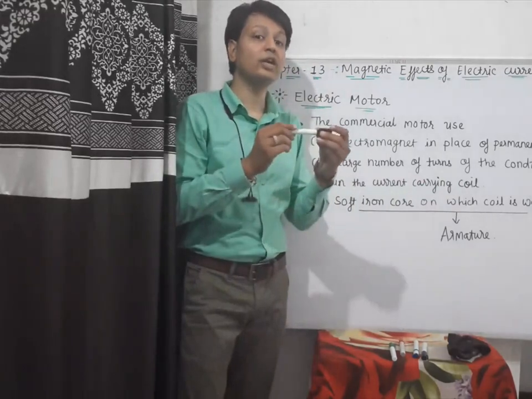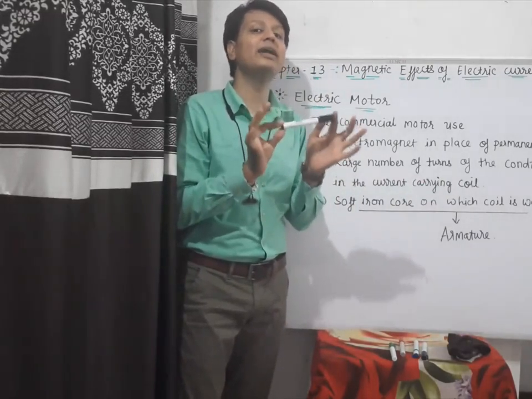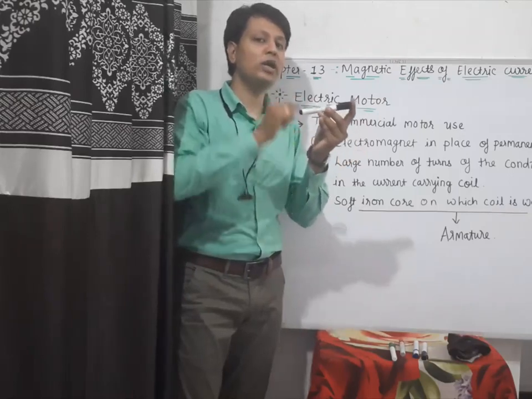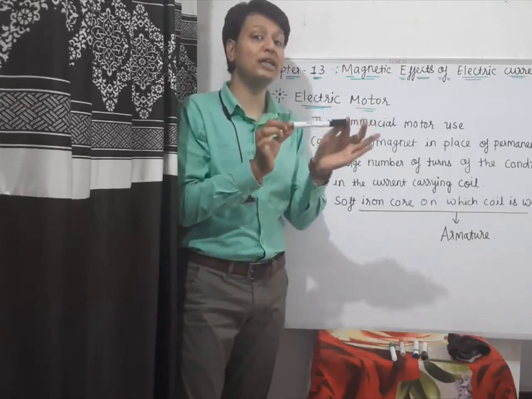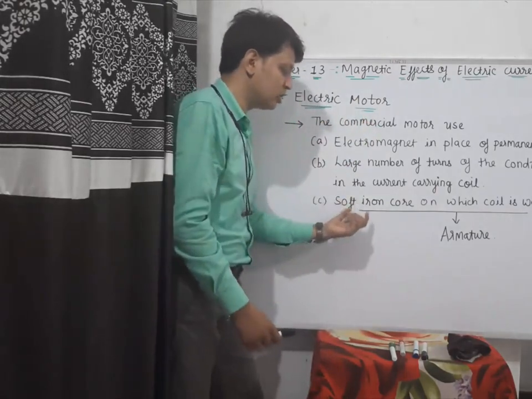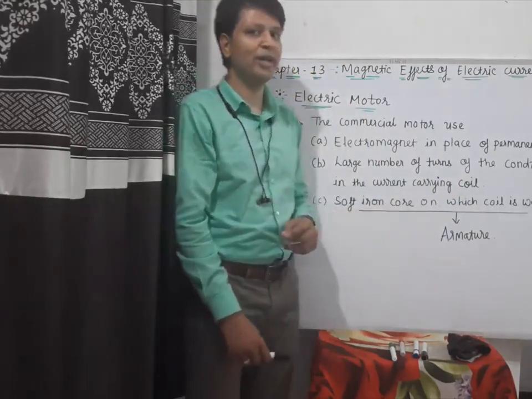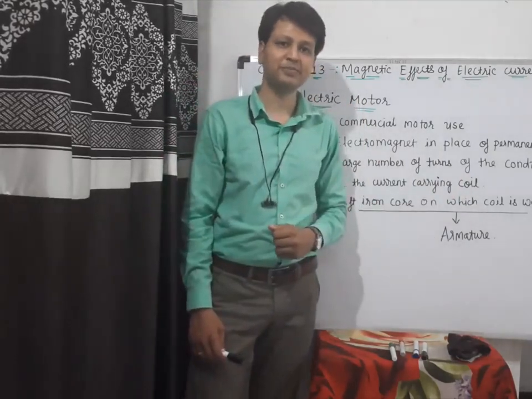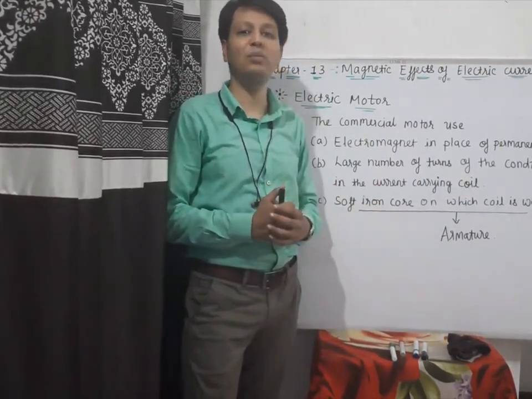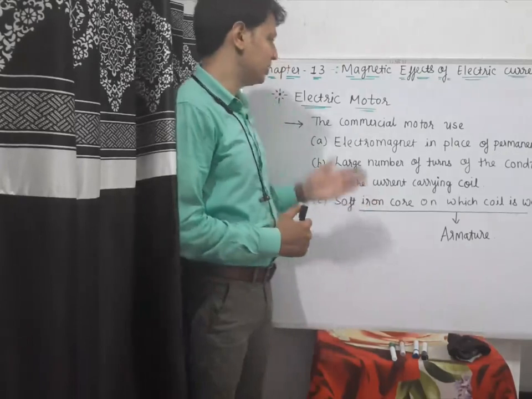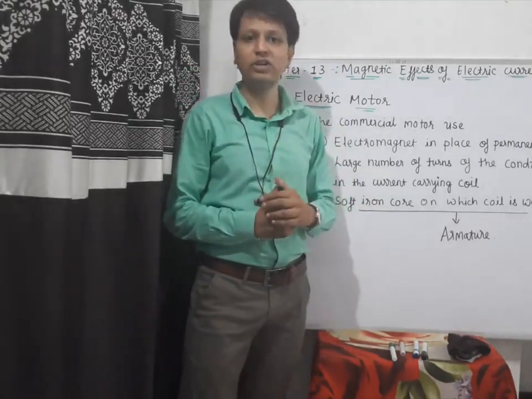Now when a soft iron core is placed, soft iron can get easily magnetized and we are winding wire on it, so as to strengthen the magnetic field. Second, the soft iron core which is wound by the coil is also known as the armature. Friends, this armature enhances the power of a motor. So these are the points which we are discussing for this part.